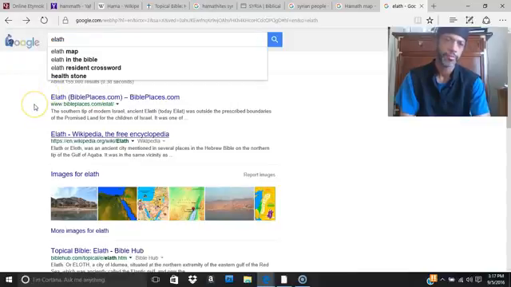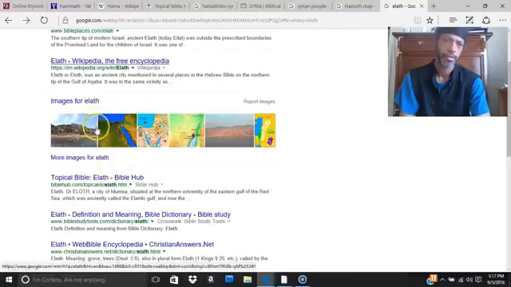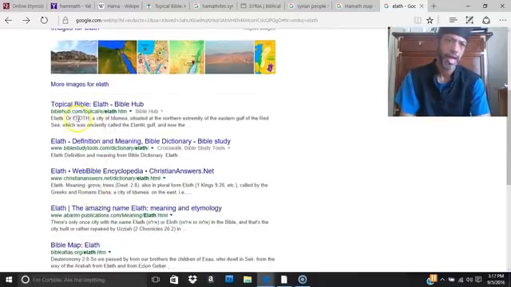So it says Elath, or Eloth, a city of Idumea, situated at the north extremity of the eastern Gulf of the Red Sea, which was anciently called the Elatic Gulf.